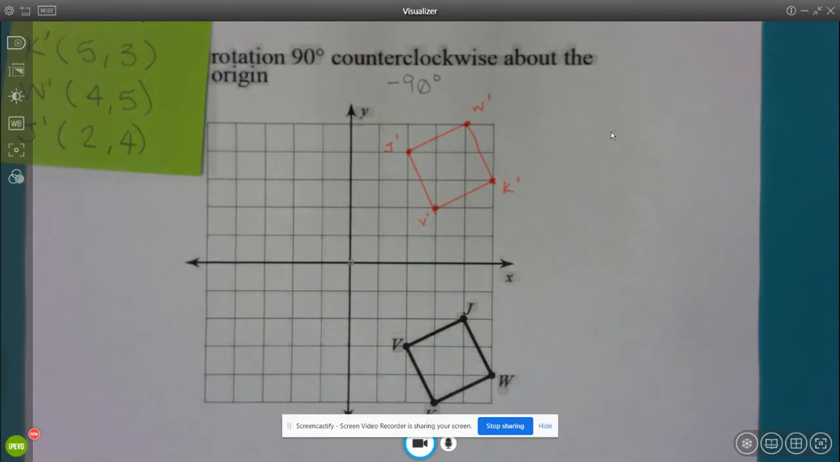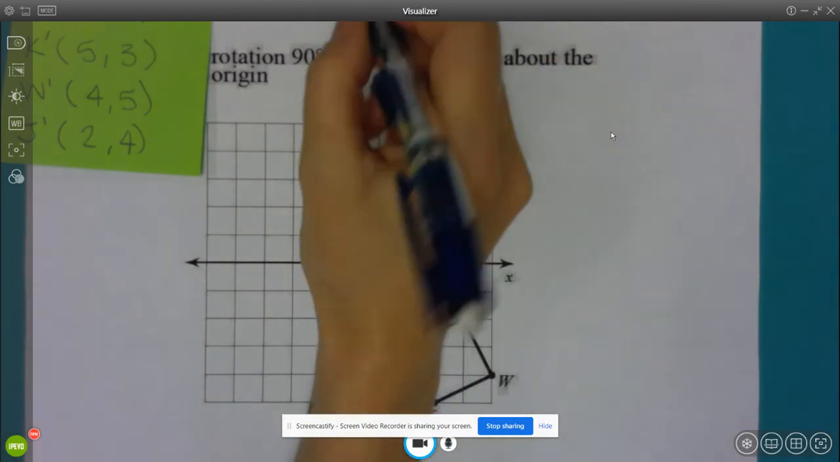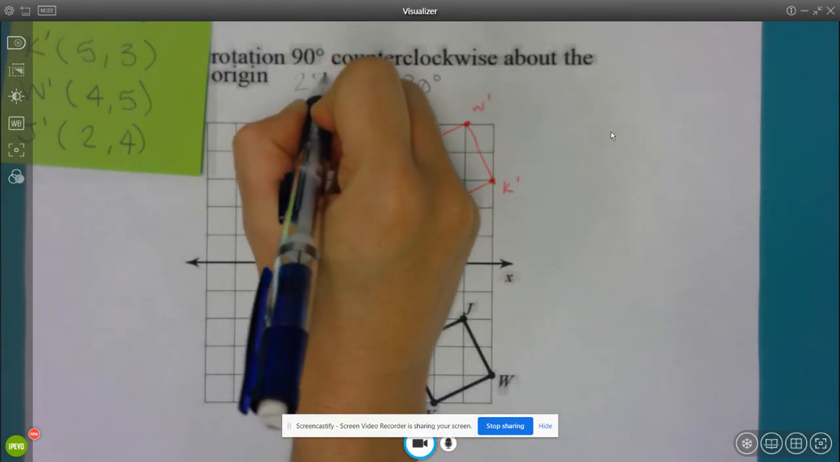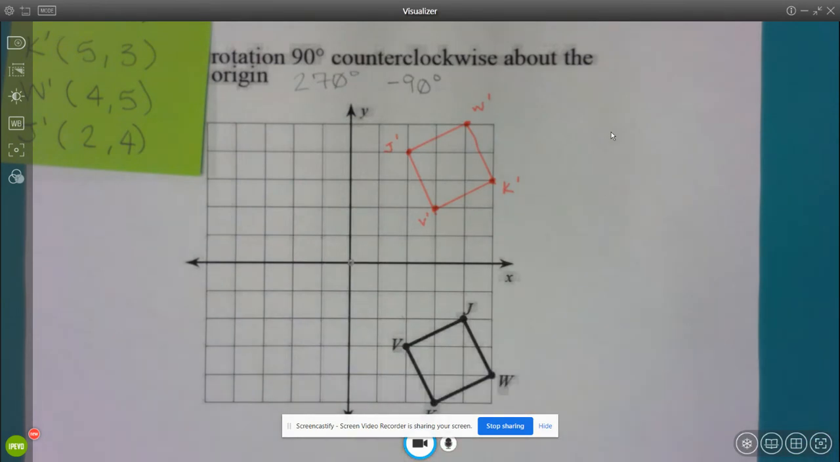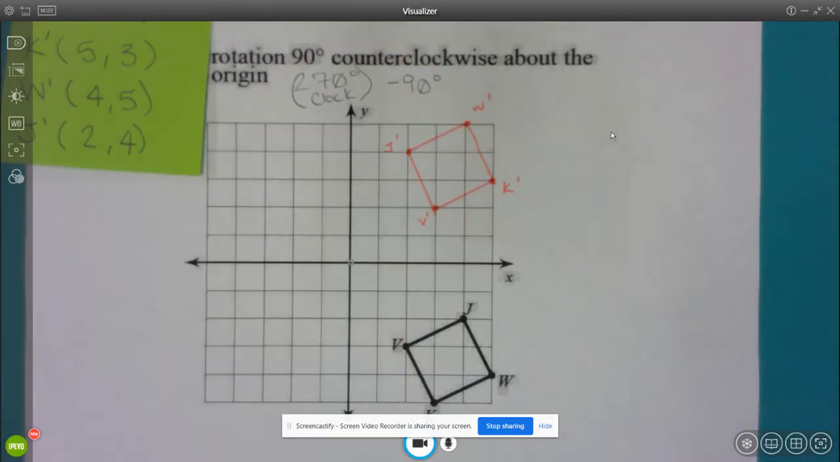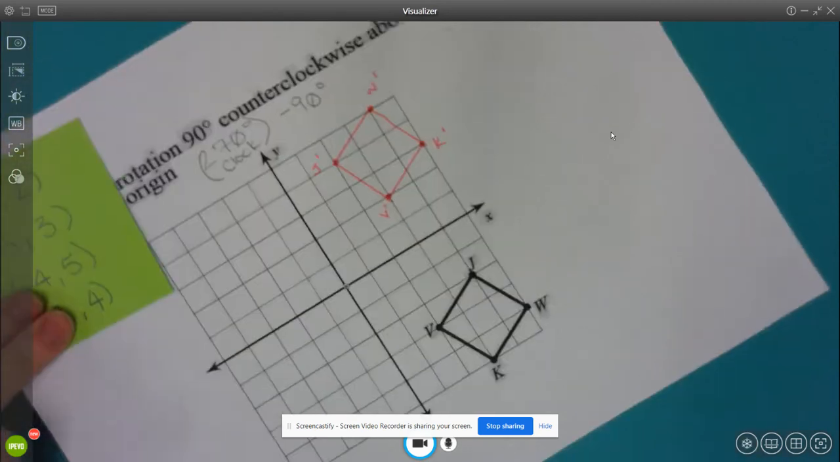So that's one way that we can think about this 90-degree counterclockwise rotation. This would also be the same as a 270-degree clockwise rotation, just so that you're aware. 270 clockwise, 90 degrees counterclockwise, negative 90 degrees, they're all representing that same quarter turn to the left.